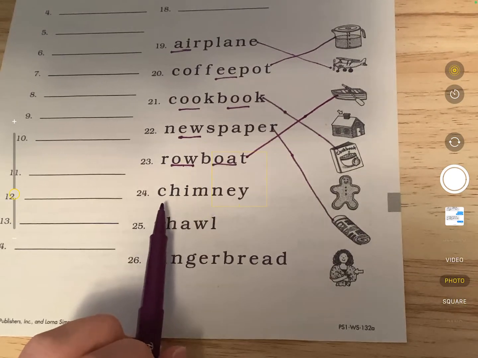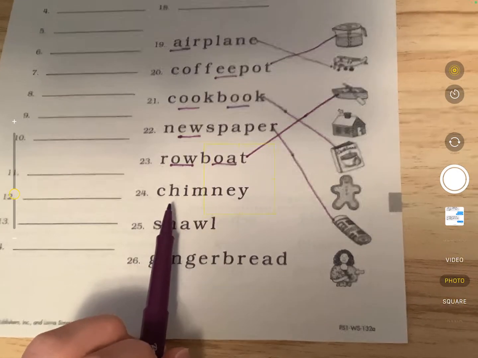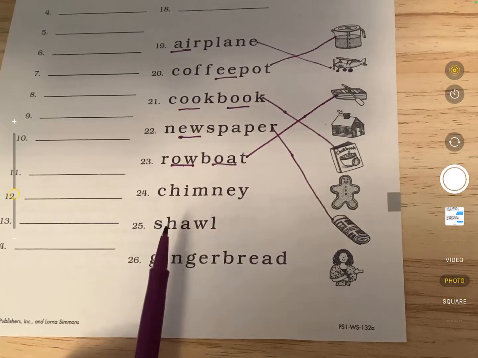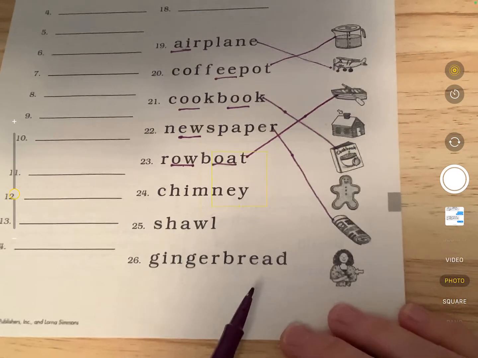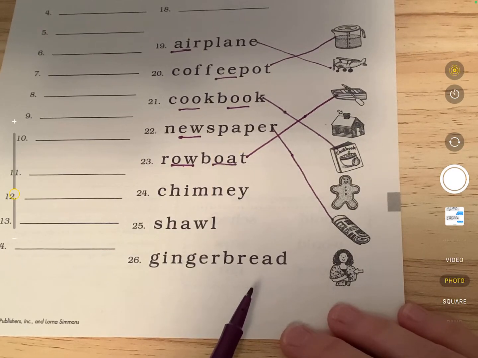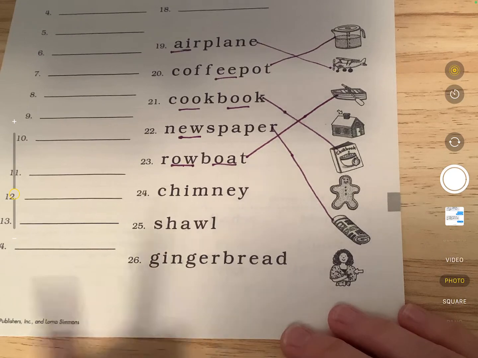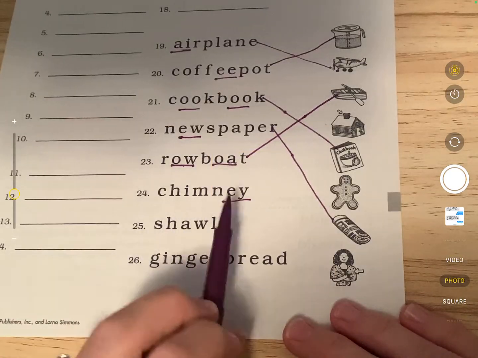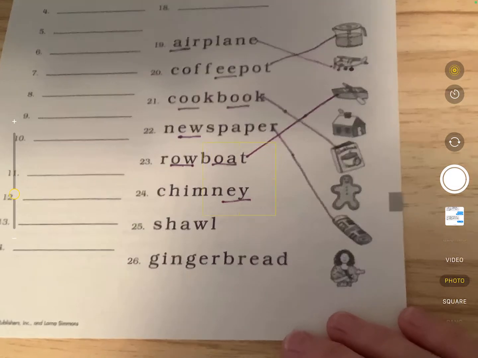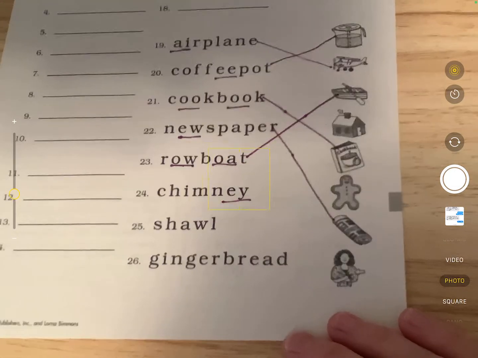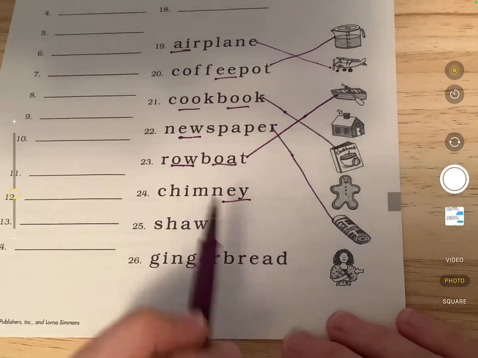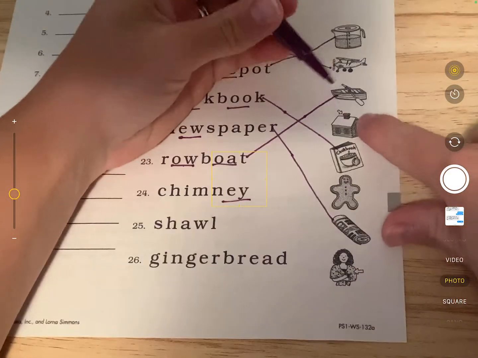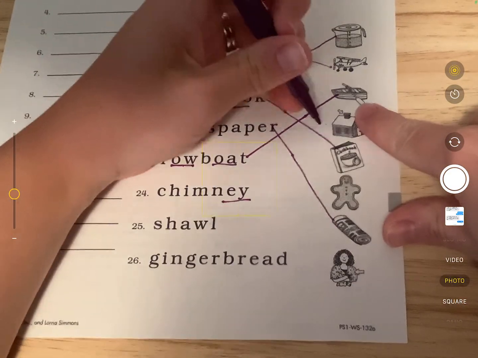Okay, number 24, Alex. I see 1 digraph here. Do you see it? Vowel digraph. It is the EY. Alex, pause me while you read this word to me. This is the word chimney. Good job. And here's a picture. They're pointing to the chimney on the top of the house.